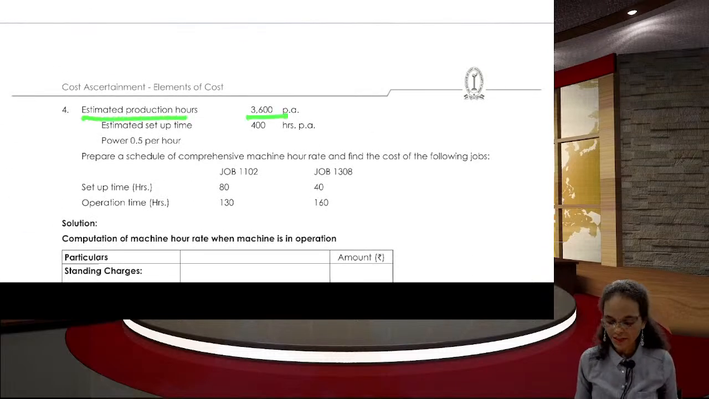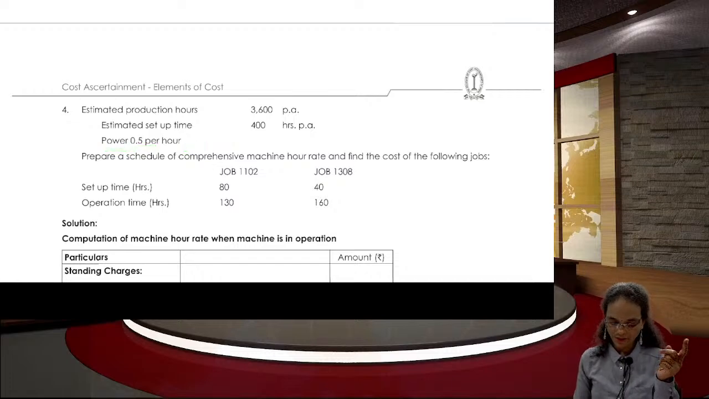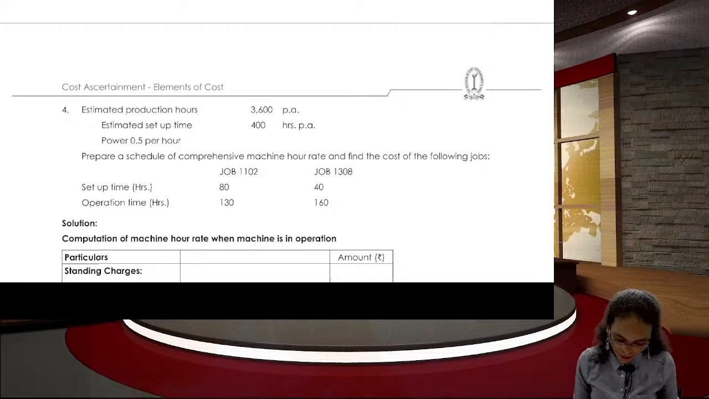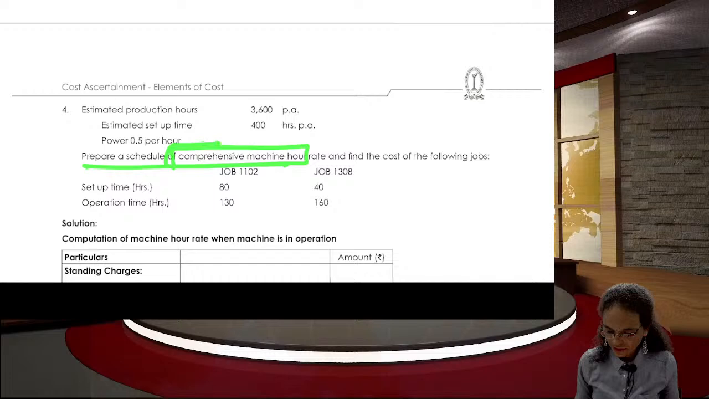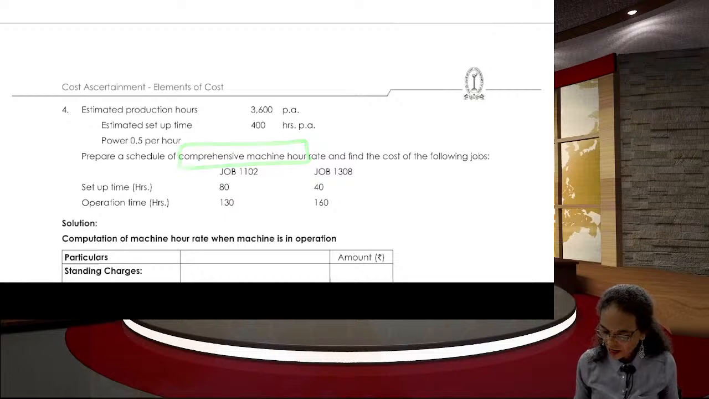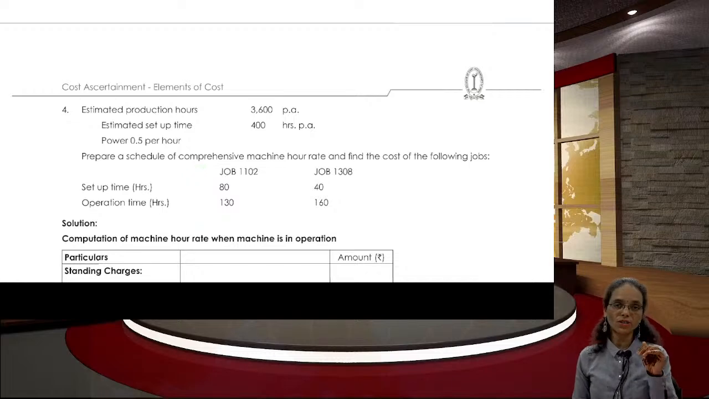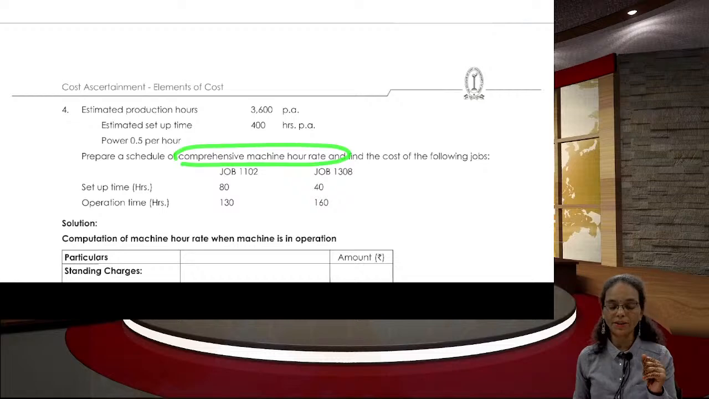Estimated production hours 3600 hours. Estimated setup time 400 hours. Power is given, but the rate is not given. Power 0.5 paisa per hour is given. What is the rate per hour is not given. Prepare a schedule of comprehensive machine hour rate. This is also an expected problem in the examination. Comprehensive machine hour rate and find the cost of the following jobs. There are two jobs, and we need to find the cost of these jobs.